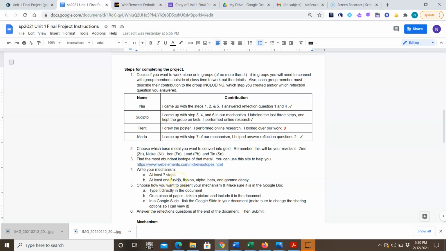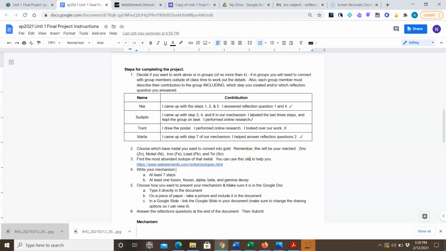And then of the 7 steps, you need to have at least 1 fusion, 1 fission, 1 alpha decay, 1 beta decay, and 1 gamma decay. Now, of course, you can have 3 fusions if you want, as long as you have one of each of the others. So you can double up, but you have to have at least one of each type of reaction.